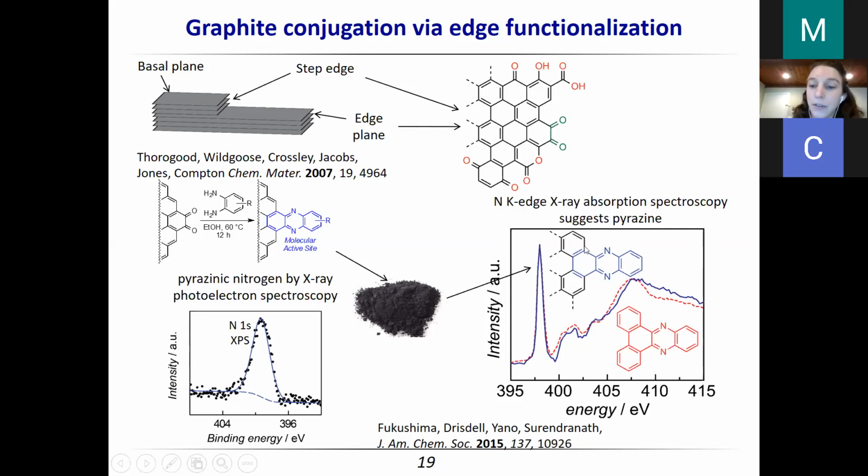So this indicated to us that we are in fact forming this pyrazinic species on the surface, and that's the only species we're forming in a reasonable amount. So in this sense, we can already start to think of having this molecular level knowledge of a site on the surface.